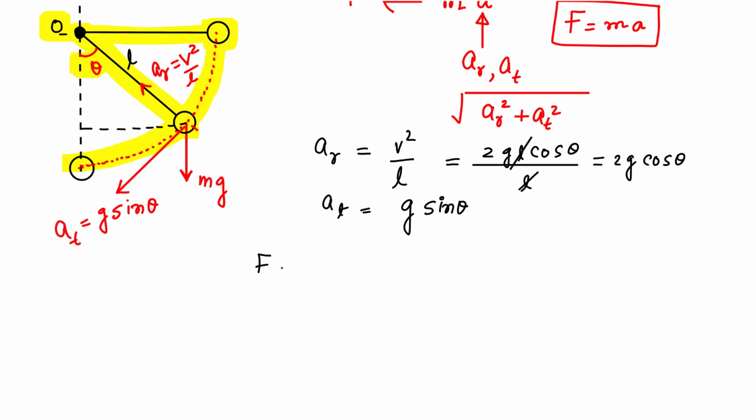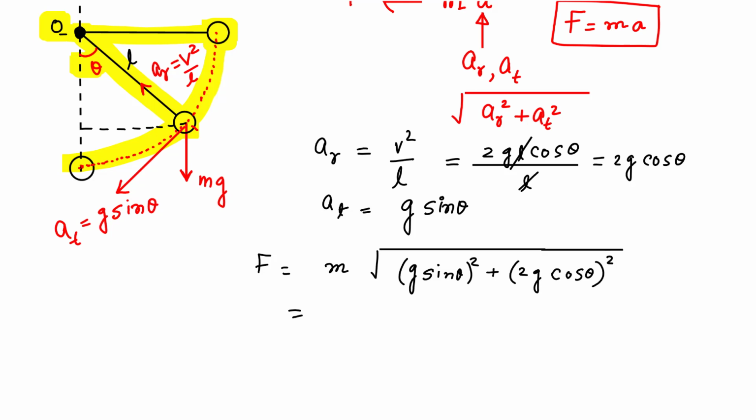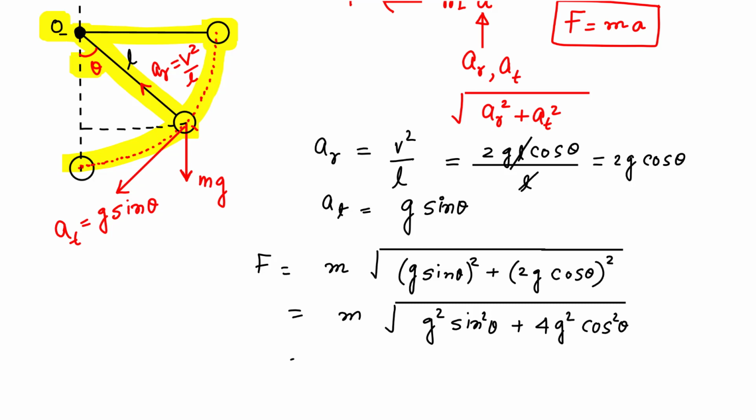So this is the radial acceleration, and tangential acceleration is g sin theta. So the resultant force will be mass times resultant acceleration. Resultant acceleration will be the square root of tangential acceleration squared plus radial acceleration squared. So this will be mass times square root of g square sin square theta plus 4g square cos square theta. And then if you take g outside, sin square theta plus cos square theta becomes 1, so this becomes 1 plus 3 cos square theta. So this is the resultant force.